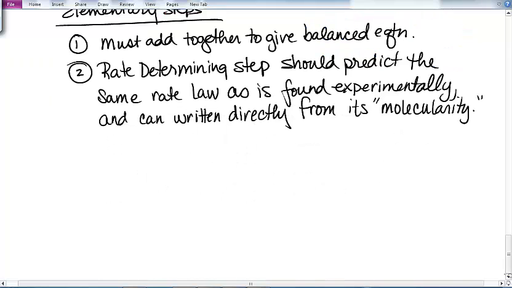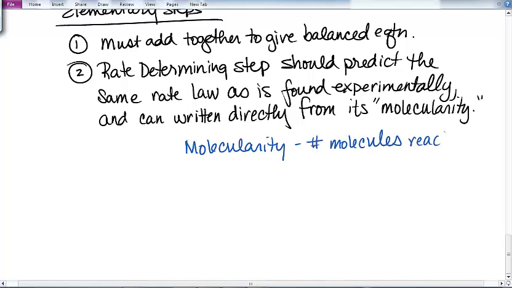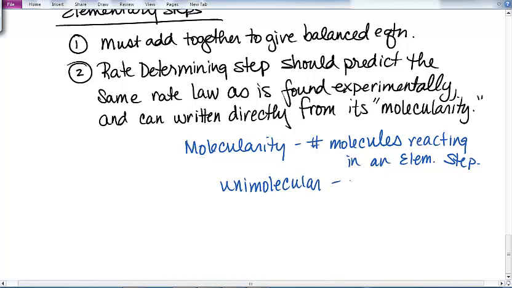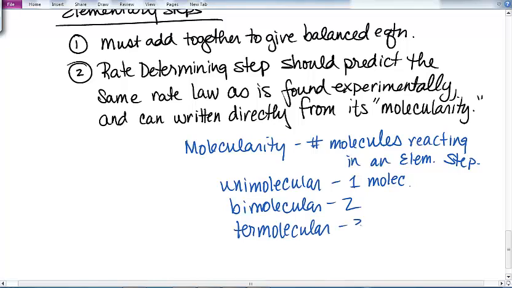Molecularity is a vocabulary term that really is talking about the number of molecules reacting in an elementary step. And then there's some other vocabulary that goes along with it, like we might use the fact that something is unimolecular, which means there's only one molecule reacting in the elementary step. Or maybe it's bimolecular, where there's two molecules. Or maybe it's termolecular, where there are three molecules.